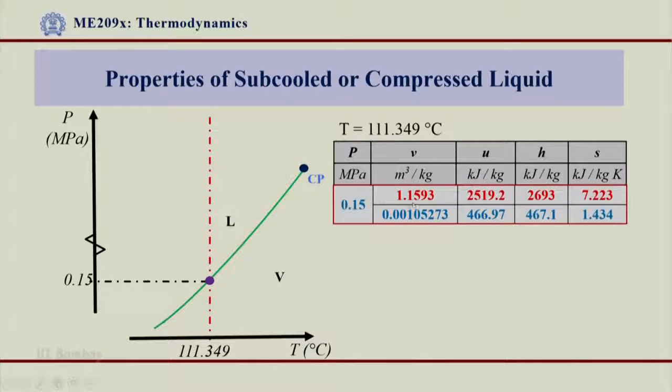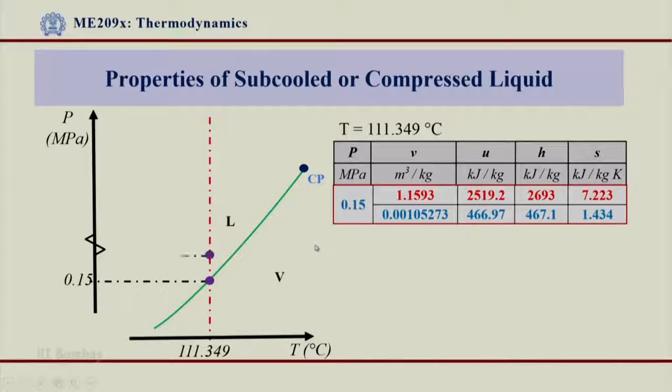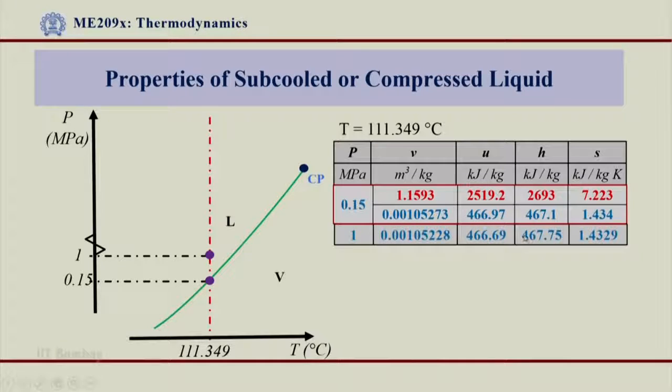Coming back to our argument, now I would like to increase the pressure from 0.15 to further higher pressures, and the next pressure therefore could be 1 MPa, and I had just shown you the table from where I can take those values by interpolation, and I am putting up those values in this table. So, at 1 MPa now you can see these values of specific volume, thermal energy, enthalpy and entropy, and if you actually see those values, there is hardly any change.